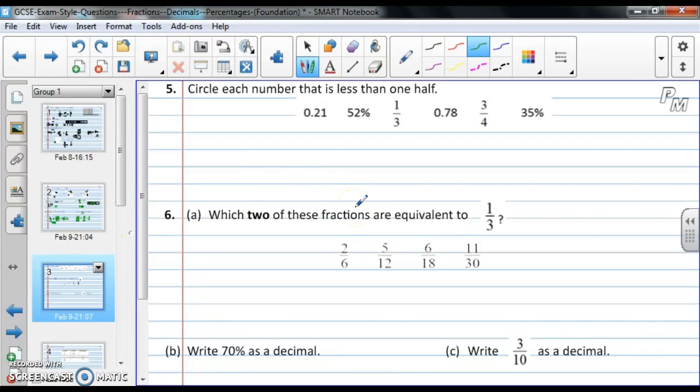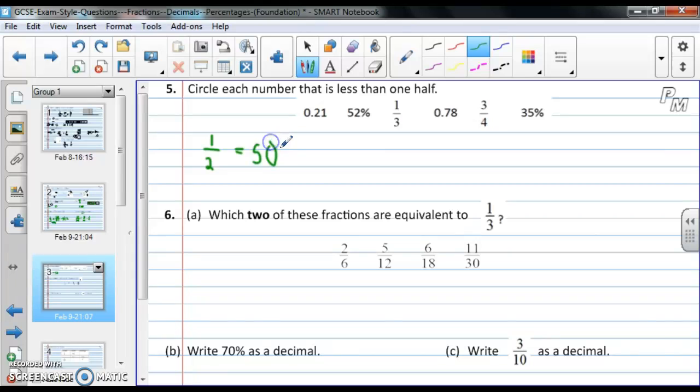Now, circle each number that is less than 1/2. So we need to think about 1/2 and what that looks like in a decimal, a percentage, and a fraction. I'm going to start with my fraction. So I know 1/2 is 1 out of 2. Now, as a percentage, I need to think about what's half of 100. So when I do 100 divided by 2, I get 50%.